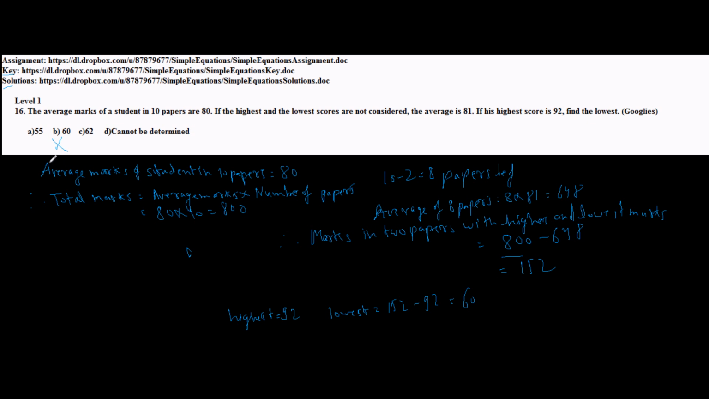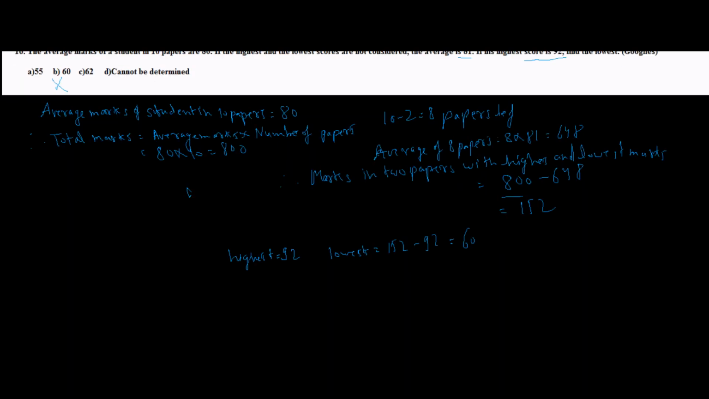So that is what precisely I meant when I said that these questions are easily solvable, we can easily get to the answer, but then their solution might surprise you because we have not taken care of a small thing. So I'm reading the question again. The average marks of a student in 10 papers are 80. If the highest and lowest scores are not considered, the average is 81. Yes, they have mentioned that, and also mentioned that the highest score is 92.